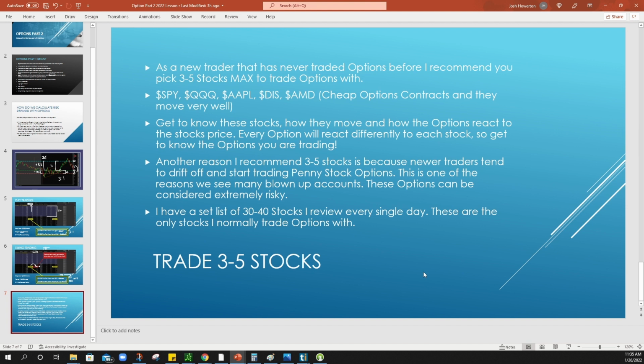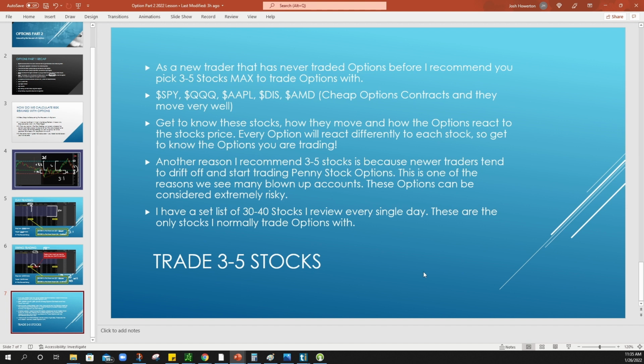As a new trader that has never traded options, I highly, highly, highly recommend you pick 3 to 5 stocks max. I think that's honestly too much, but I would say 3 to 5 stocks at the most to trade options with. For example, the SPY. Definitely recommend you start with the SPY. That's number 1. The Qs.